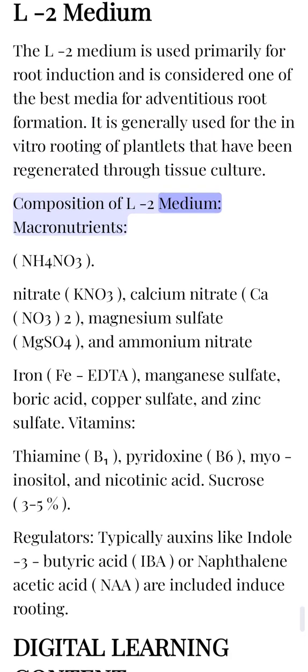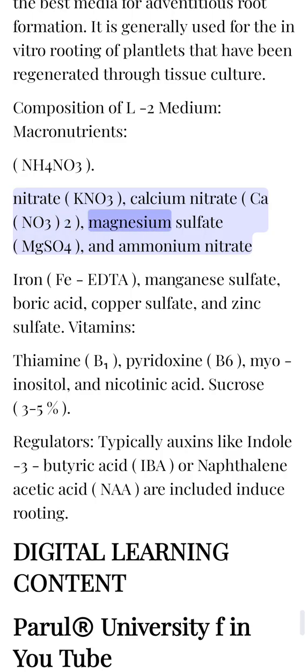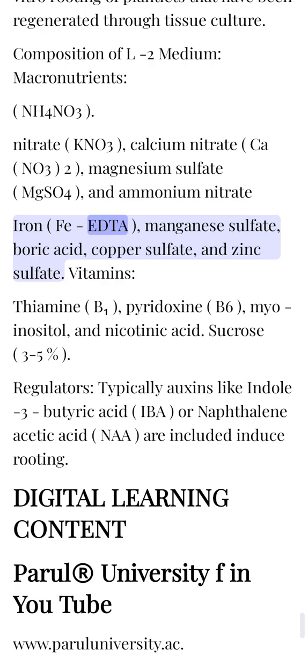Composition of L-2 medium. Macronutrients: NH4NO3, potassium nitrate, KNO3, calcium nitrate, Ca(NO3)2, magnesium sulfate, MgSO4, and ammonium nitrate. Micronutrients: iron, Fe-EDTA, manganese sulfate, boric acid, copper sulfate, and zinc sulfate. Vitamins: thiamine, B1, pyridoxine, B6, myo-inositol, and nicotinic acid. Sucrose, 3 to 5%. Regulators: typically auxins like indole-3-butyric acid, IBA, or naphthalene acetic acid, NAA, are included for rooting.